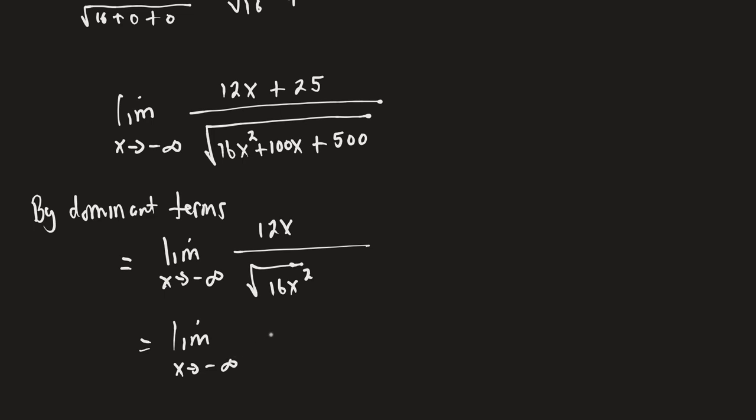So x is going to negative infinity, and we have 12x, and then this is the square root of 16, which is 4. But I'm going to write this as the square root of x squared, because now I'm going to show you in general what is the proper simplification of the square root of x squared, right? And this is an important property. The square root of x squared in general reduces to the absolute value of x, right?